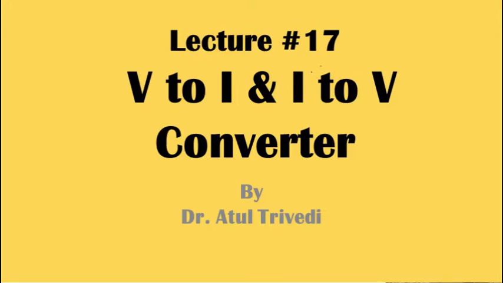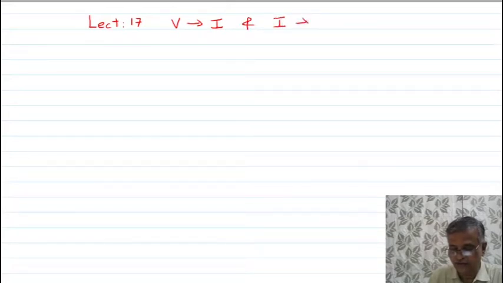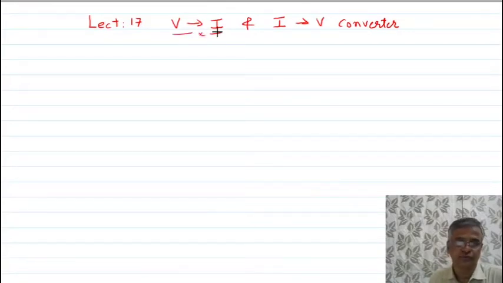Dear student, I am starting your lecture 17 on voltage to current converter and current to voltage converter. Last time, in lecture 16, we saw the voltage to current converter with a floating load. We discussed that in so many applications it is required for the voltage to be converted into a current.